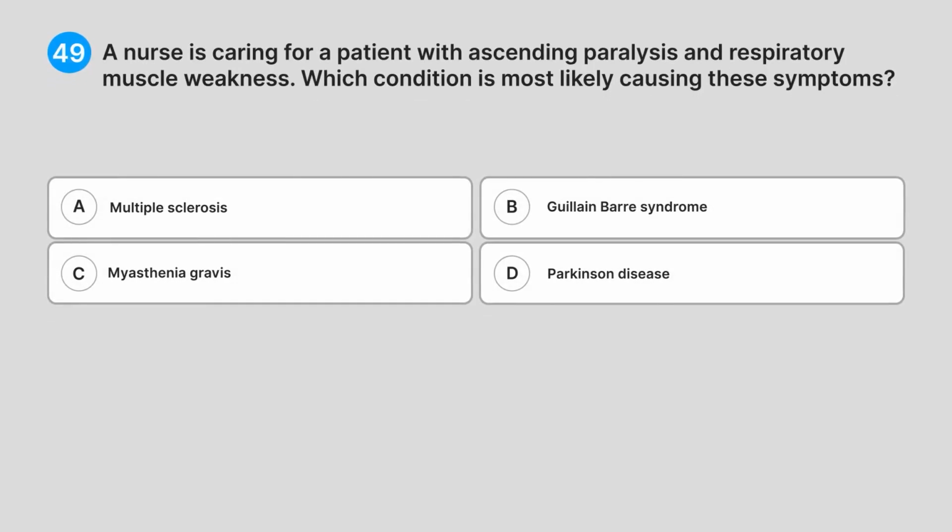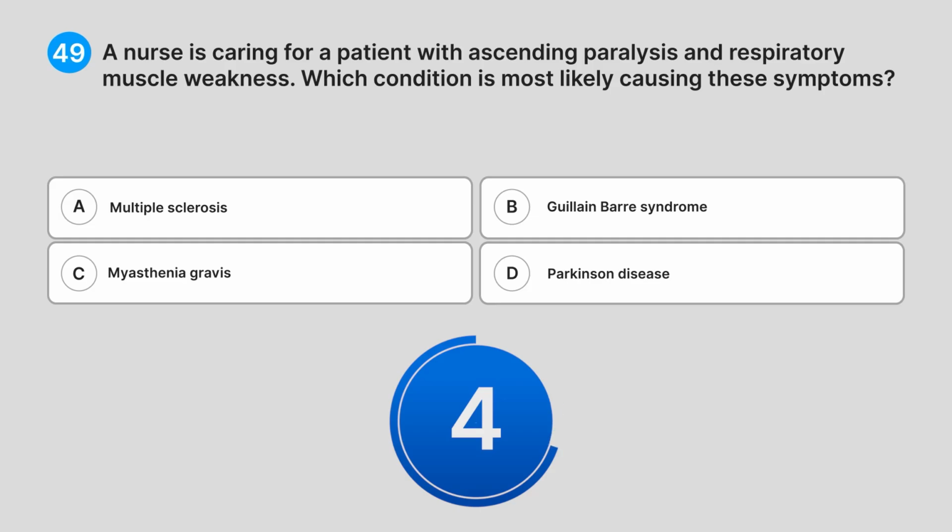49. A nurse is caring for a patient with ascending paralysis and respiratory muscle weakness. Which condition is most likely causing these symptoms? A. Multiple sclerosis. B. Guillain-Barré syndrome. C. Myasthenia gravis. D. Parkinson's disease. Can you guess the answer?